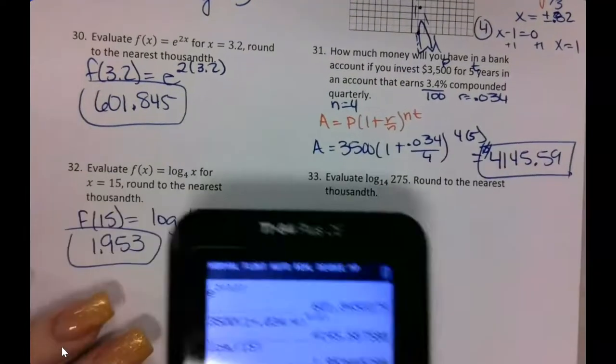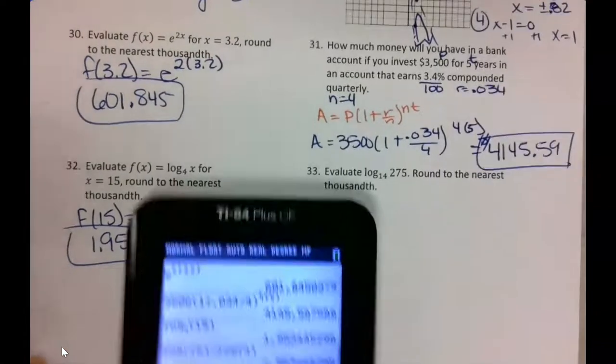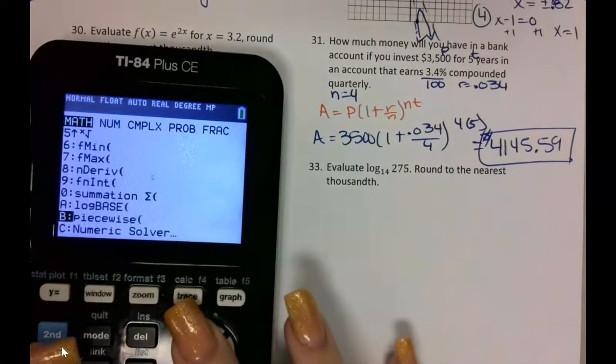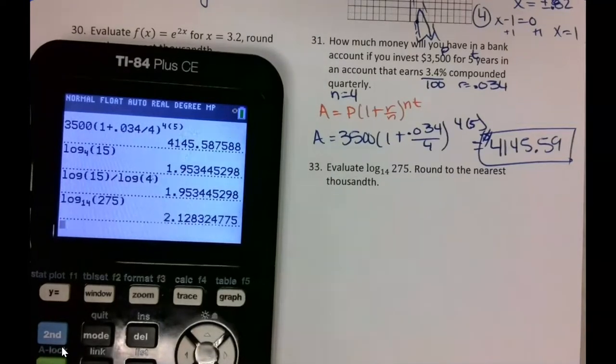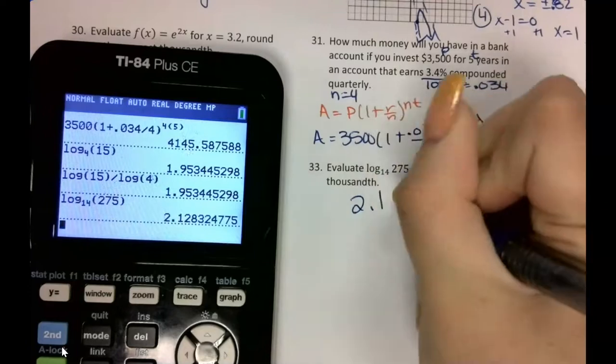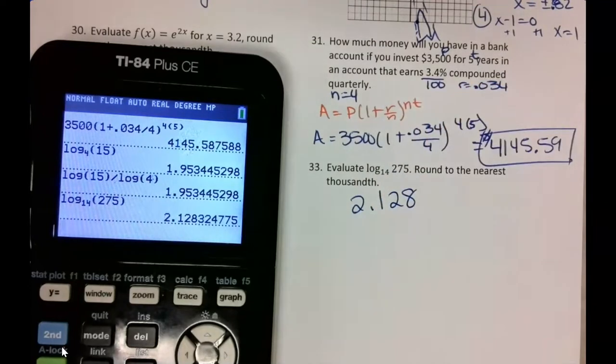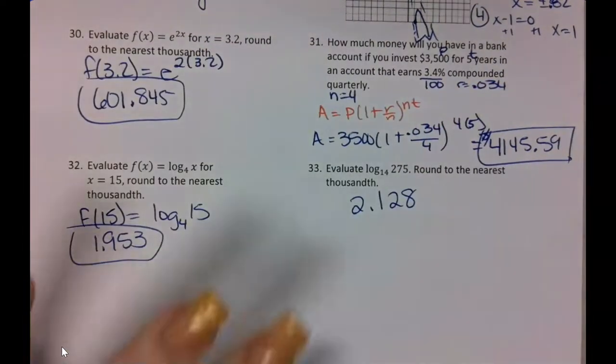Same thing for number 33. I just want to go ahead and type this into my calculator. I'm going to use the log base for this one, which gets me 2.128, and that's as far as I need to go on this one.